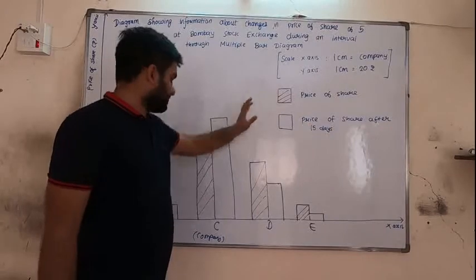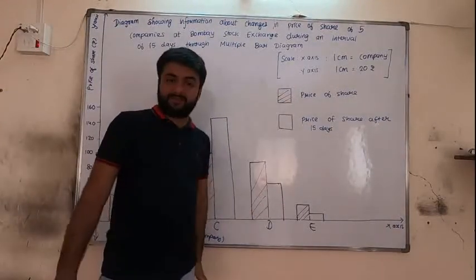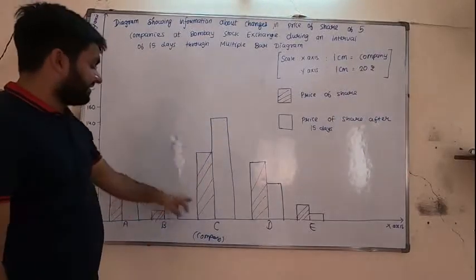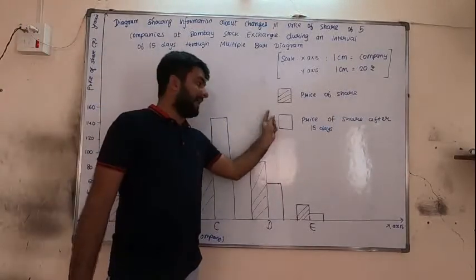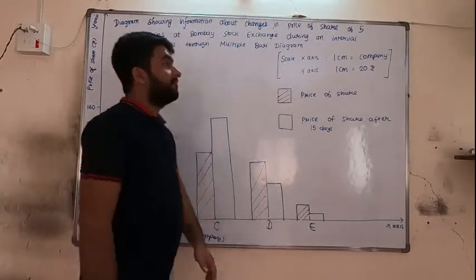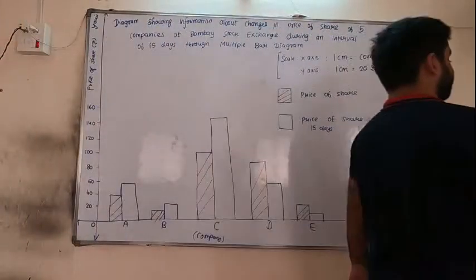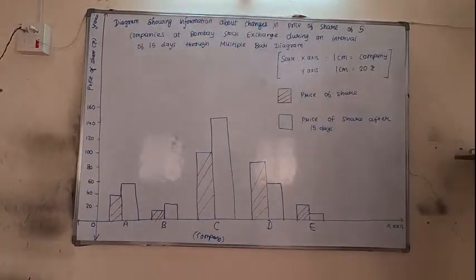Now this box shows the price of share. See, we have highlighted all the first box, that is price of share. We have not highlighted the second box, so it will be empty. Only highlighted with pencil and it will be empty. And what it shows, price of share after 15 days. So this is our whole graph. You may see it. This is our whole graph.